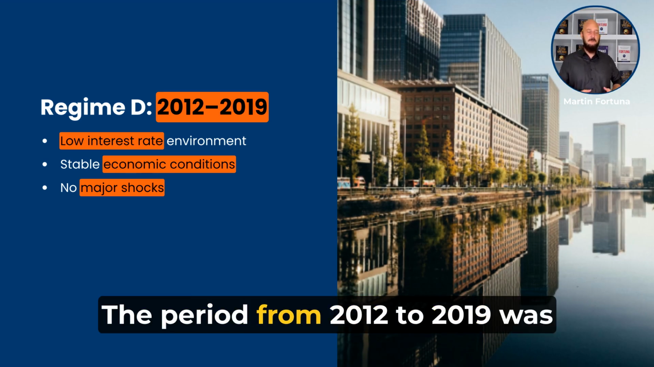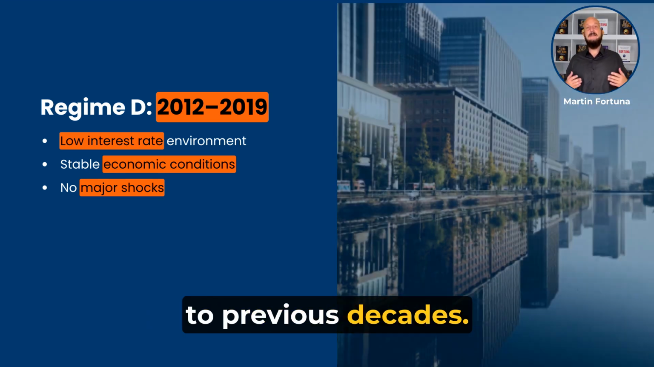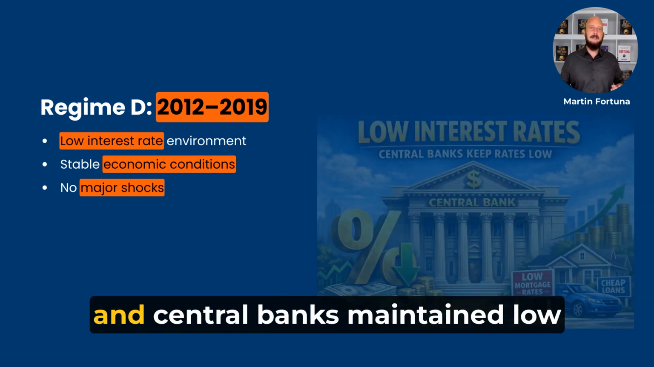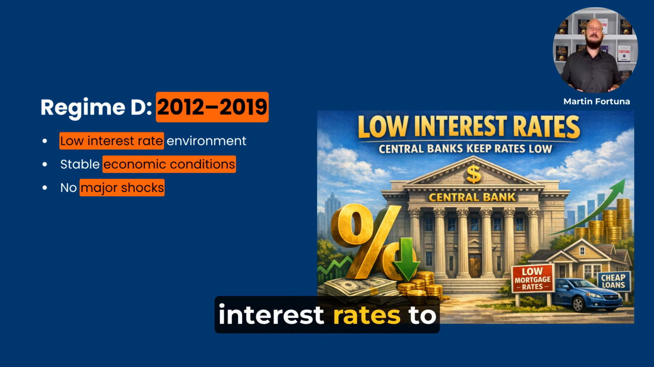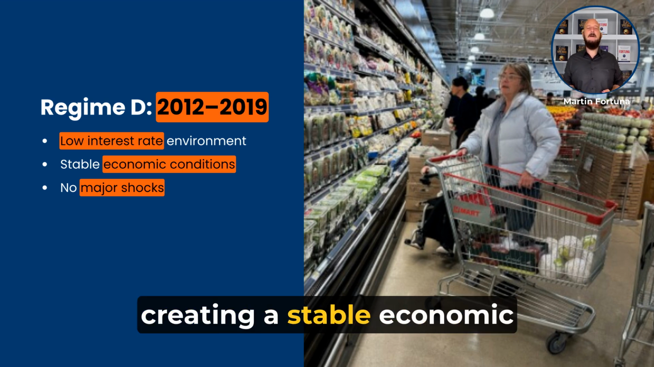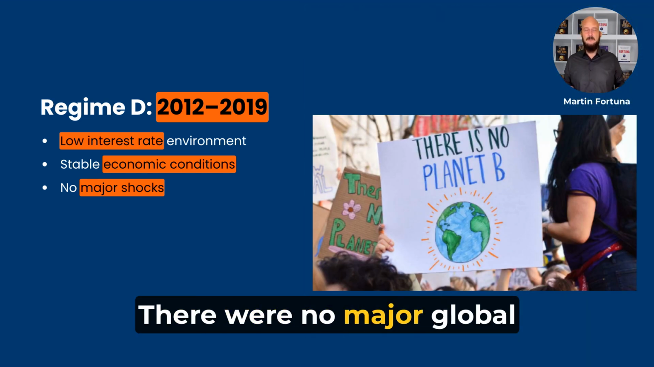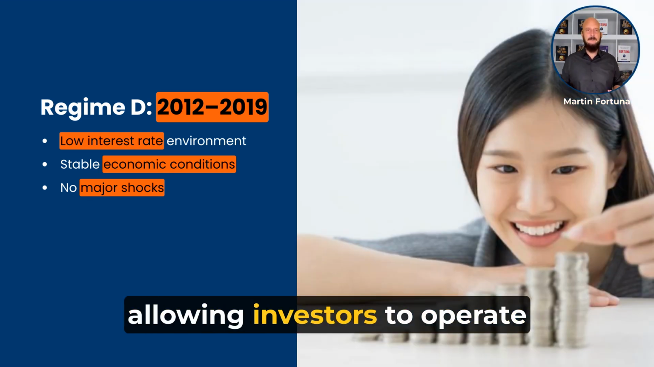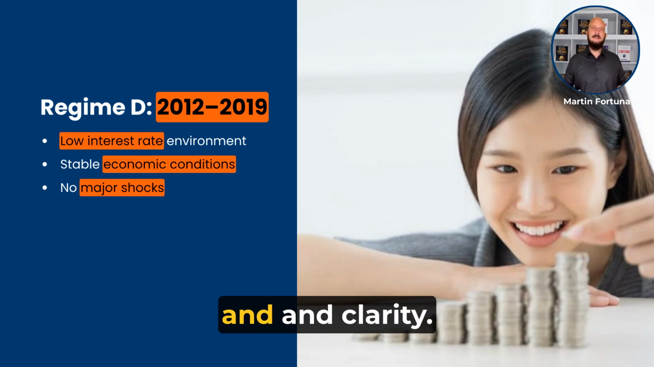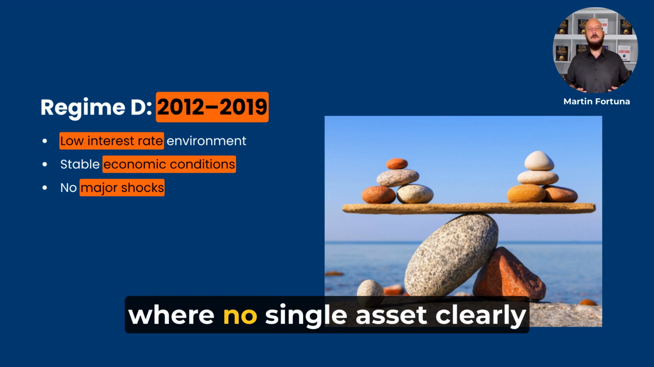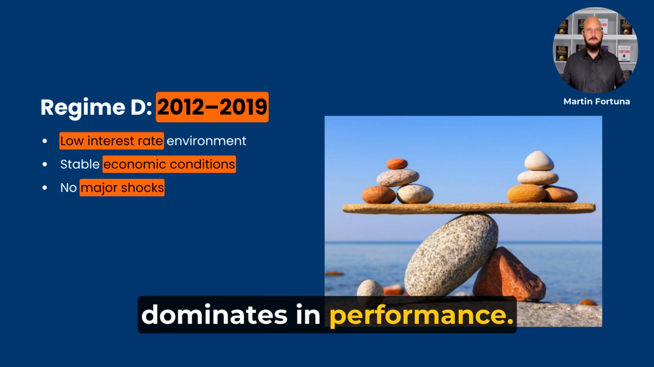Regime D, 2012-2019. The period from 2012 to 2019 was relatively calm compared to previous decades. After the global financial crisis, economies gradually stabilized, and central banks maintained low interest rates to support growth. Inflation remained low and predictable, creating a stable economic environment. There were no major global shocks that significantly disrupted financial markets, allowing investors to operate with more confidence and clarity. Such conditions are typically favorable for balanced portfolios where no single asset clearly dominates in performance.